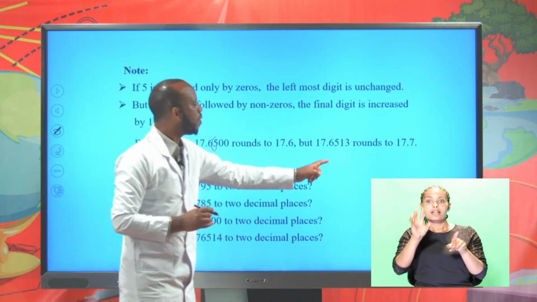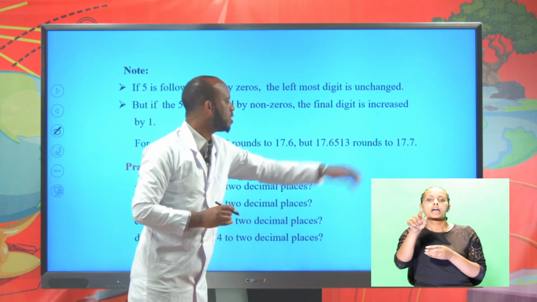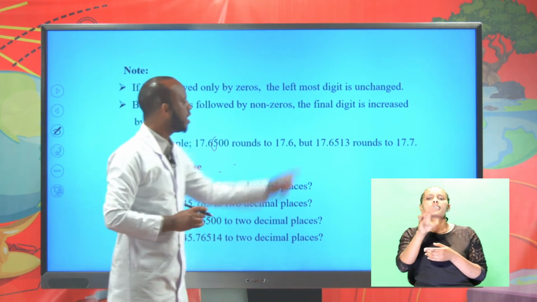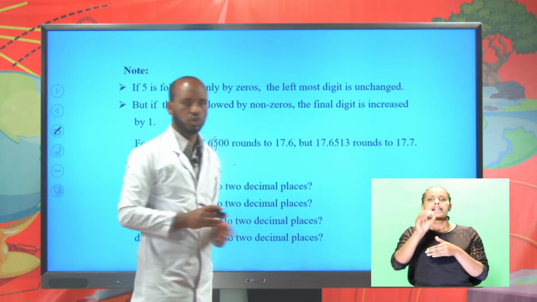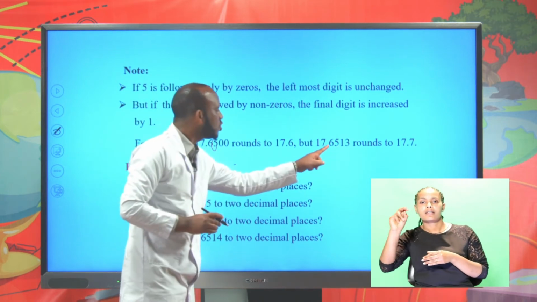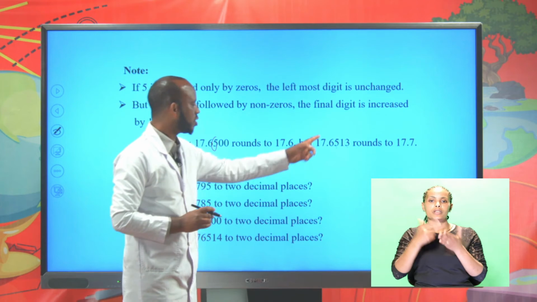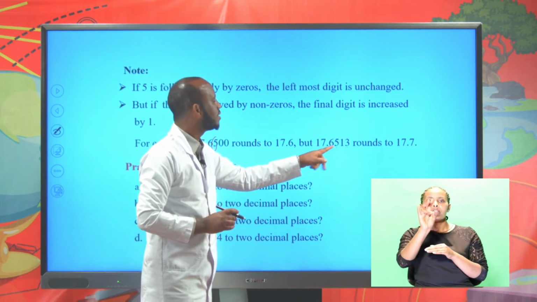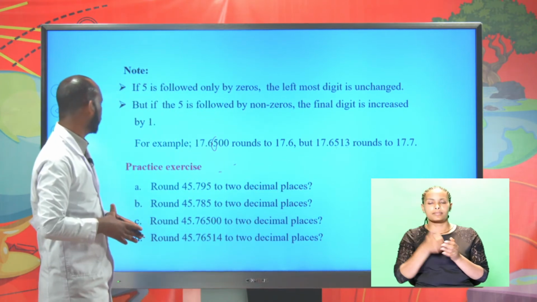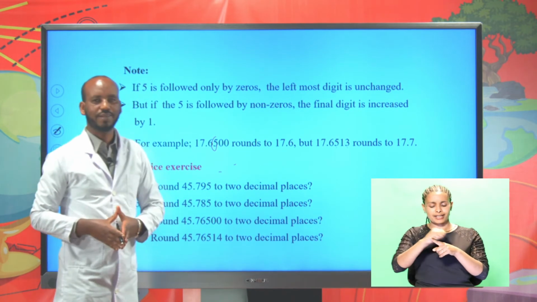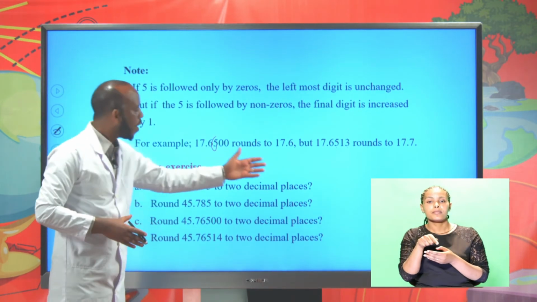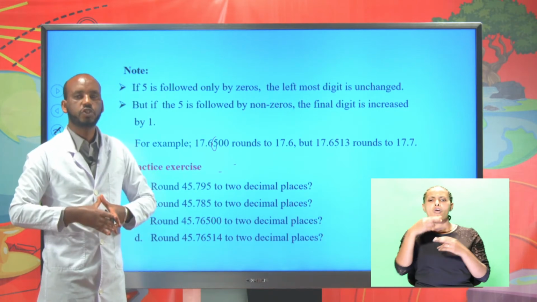But 17.6513 rounds to 17.7. The number to be removed is 5 and is followed by non-zeros. We add 1 to the preceding digit and this number is reported as 17.7. Students, let us practice these questions. You have 3 minutes.